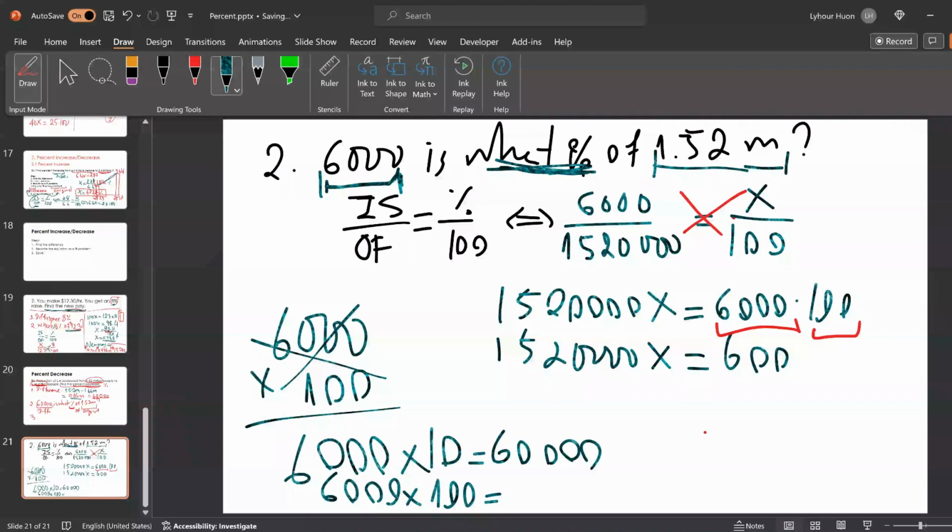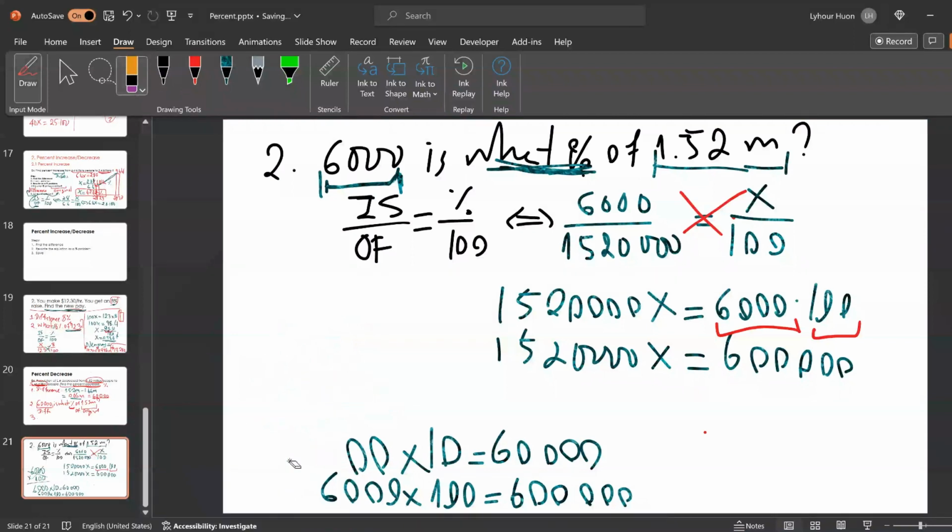Six, 600,000. It's not 60,000. 6,000 times 100, yeah: 1, 2, 3, 4, 5, 6 zeros? Sixty or fifty? 600,000. How do you write 600,000? How many zeros do we have? Five zeros. Okay, 600,000.